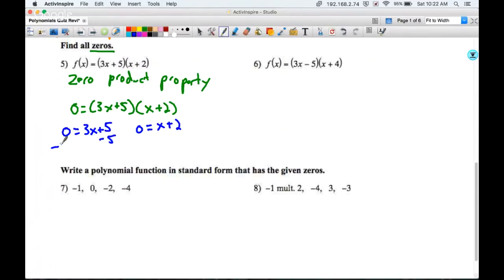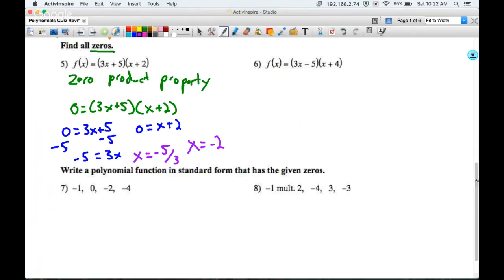Subtract 5, subtract 5. Negative 5 equals 3x. And hopefully we can all see why x equals negative 5 over 3 there. And for this one over here, x is going to equal negative 2.